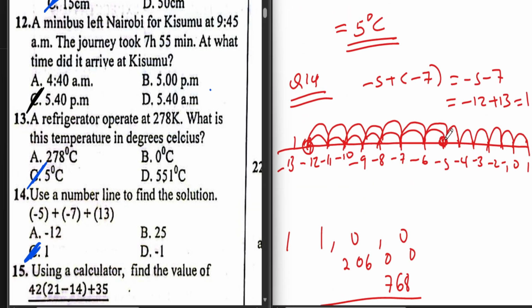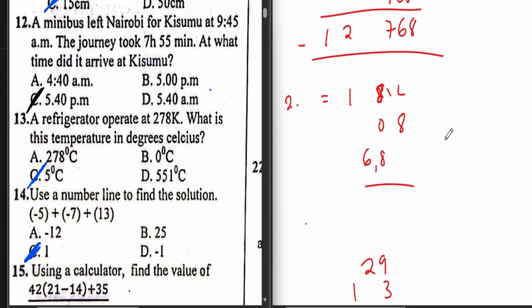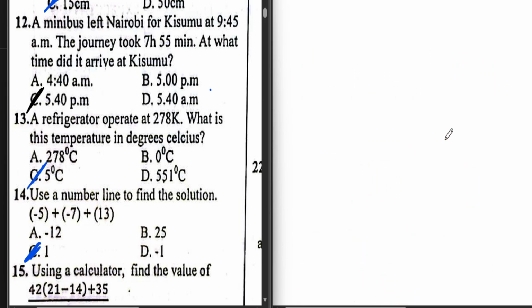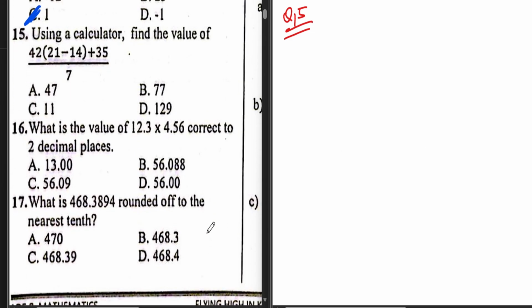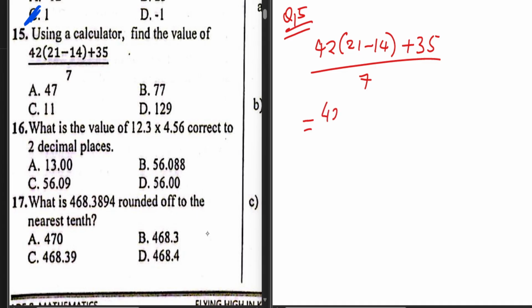Okay, now let's continue. Question 15. Question 15 is asking you to use a calculator. So, using a calculator, find the value of 42 times 21 minus 14 plus 35, all divided by 7. If you want, I can show you step by step, but the question is asking you to use a calculator. Still, let's assume we don't have one.